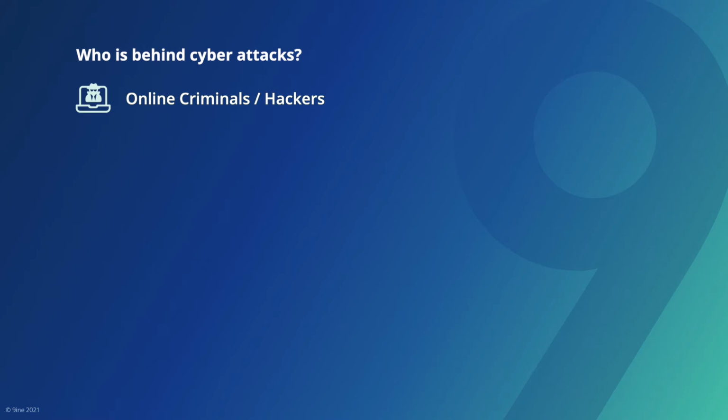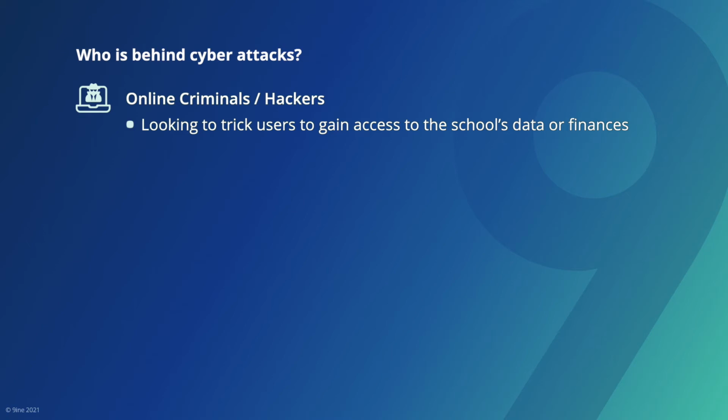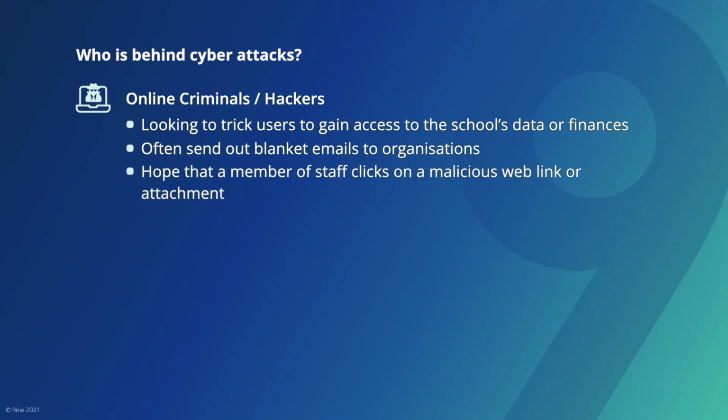There are a wide variety of individuals and groups that might wish to target a school, looking to trick users to gain access to the school's data or finances. Often, perpetrators send out blanket emails to organizations in the hope that a member of staff clicks on a malicious web link or an attachment as part of an untargeted attack or incident. Schools may also face targeted threats, whereby high-profile individuals who have access to the most data are manipulated into performing actions or divulging confidential information, usually for fraud purposes. This is called social engineering, and often the victim has no idea that it is being done to them.